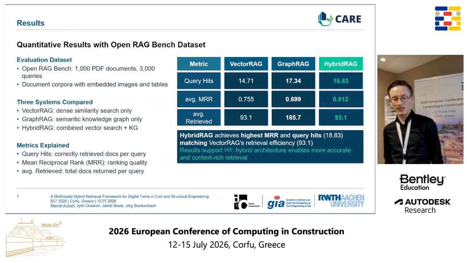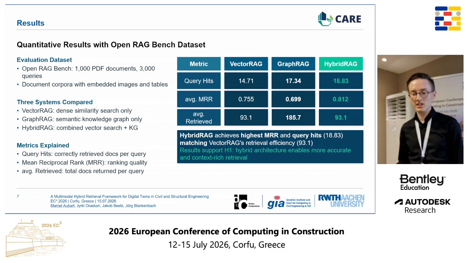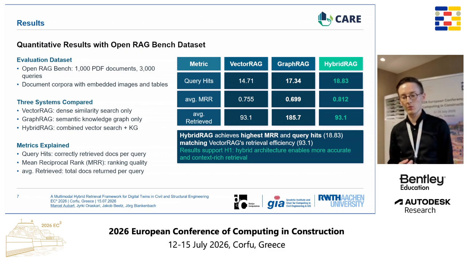So let's get into the results of our test. We used the Open RAG Bench dataset, which includes 1,000 PDF documents with all kinds of data, like images and tables, and it has about 3,000 queries with gold answers, which is what you want to expect. We embedded all of those tables, and then we tested our 3 approaches: the 2 single paradigm approaches, the vector RAG and the graph RAG, and then we compared them to the combined approach.